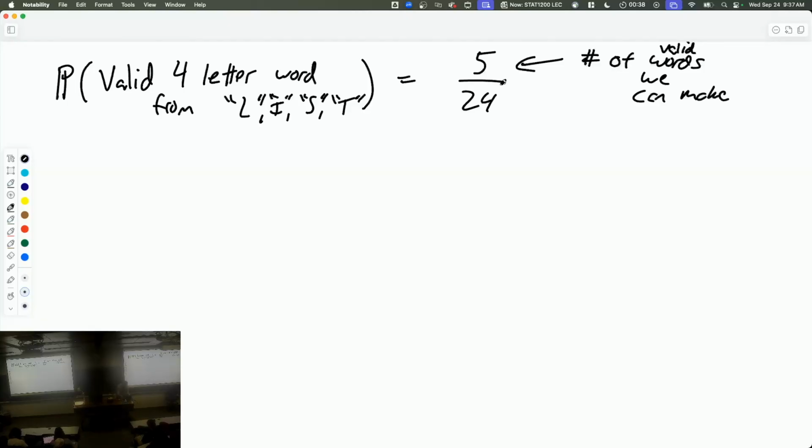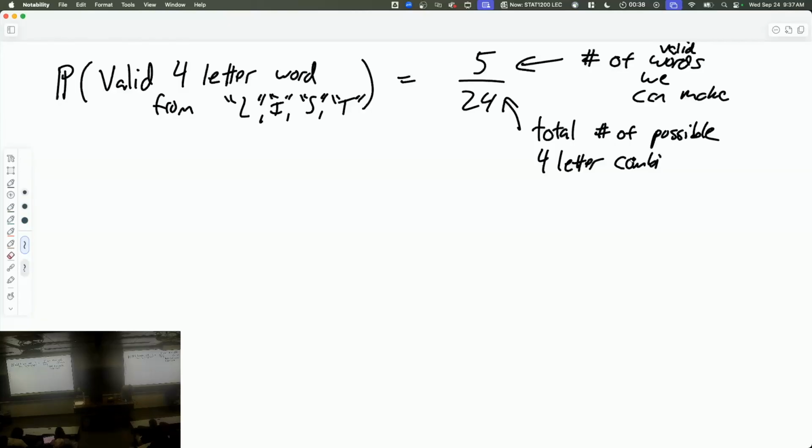And 24, this is the hard part that we're going to have to count. This is the total number of possible, let's say, 4-letter combinations. Let's not call them words. Maybe I should also avoid the word combinations. 4-letter sequences, 4-letter groups. I just mean any 4-letter combination of these letters in any order, even if it's not a real word. And there's going to be 24 of them.